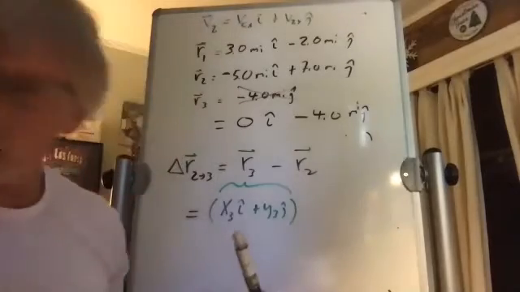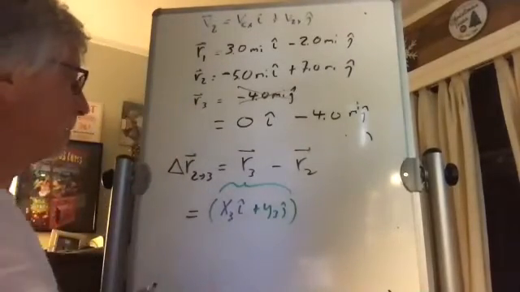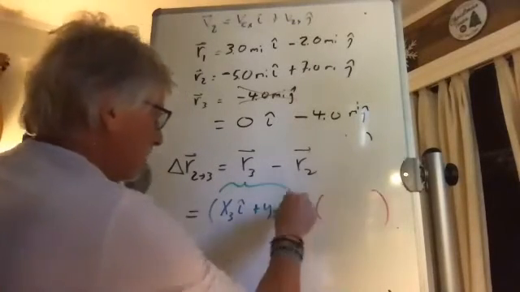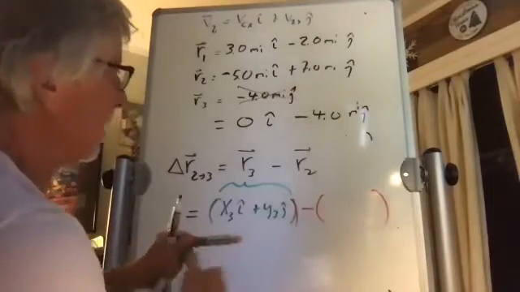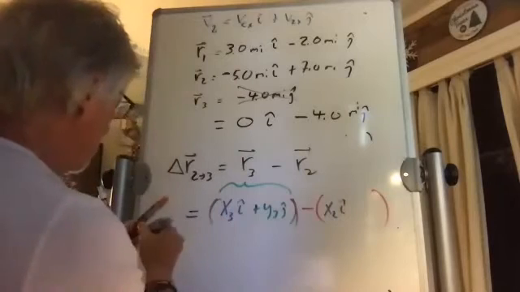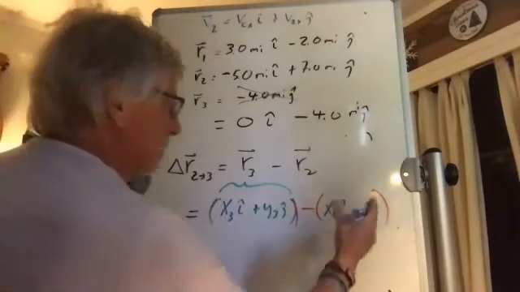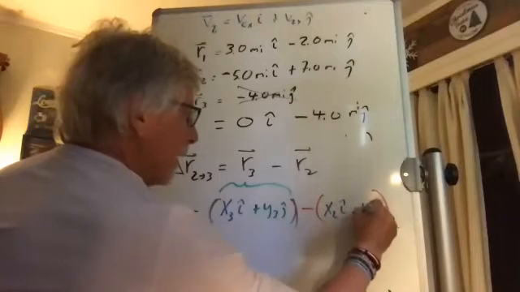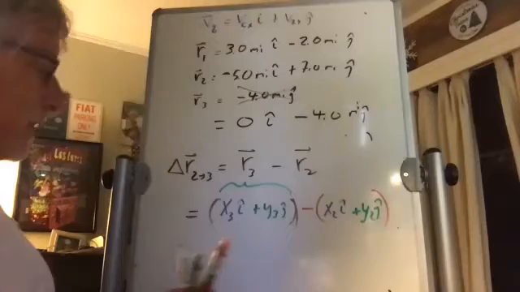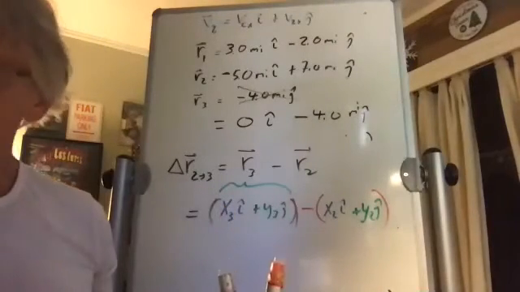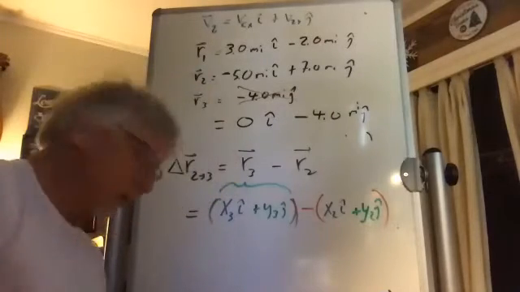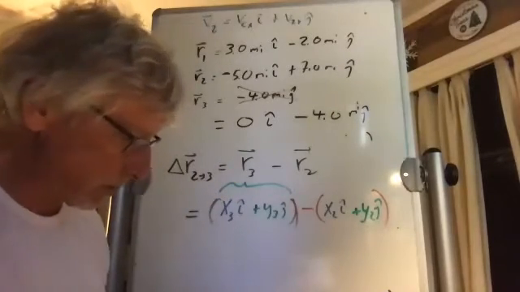And then you subtract this vector, which is X2 I hat plus Y2 j hat. And so the great thing is, and again, you're disoriented initially, but then you get it. And you lose your pen cap initially.